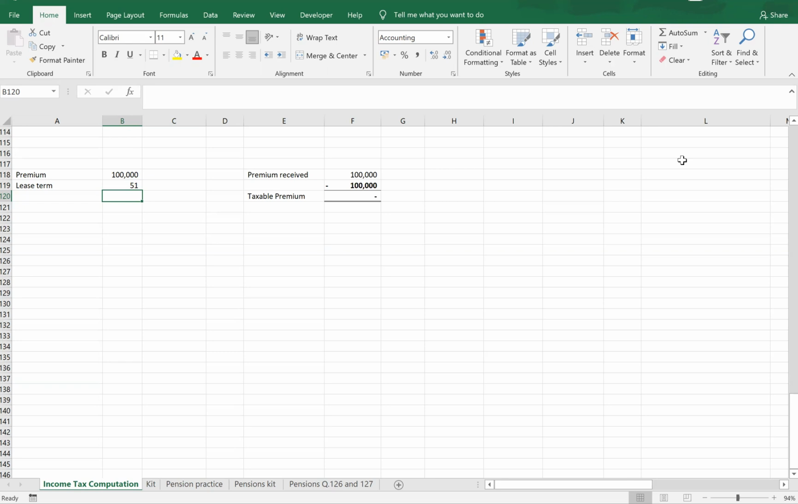And whenever you dispose of an asset of capital nature, this is taxed under capital gains tax, which we haven't studied right now. We will study it later on, it's part of our syllabus.